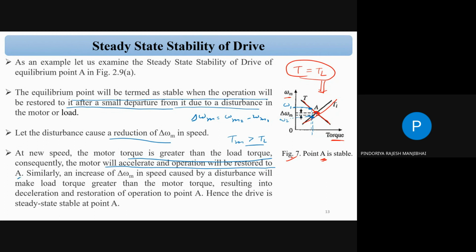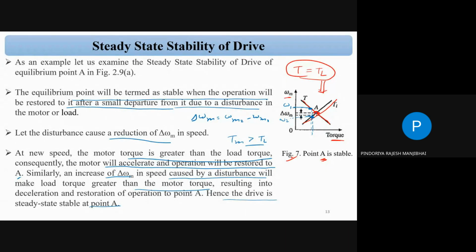Similarly, if delta omega m increases again, the speed increase caused by the disturbance will make the load torque greater than the motor torque. Whatever you do, changing delta omega, you will again get the same relation, T equal to TL. Then we can say it is a stable operation. Hence, we can say the drive is at a steady state stable point at point A. Any confusion in this diagram? There is a stable operation.